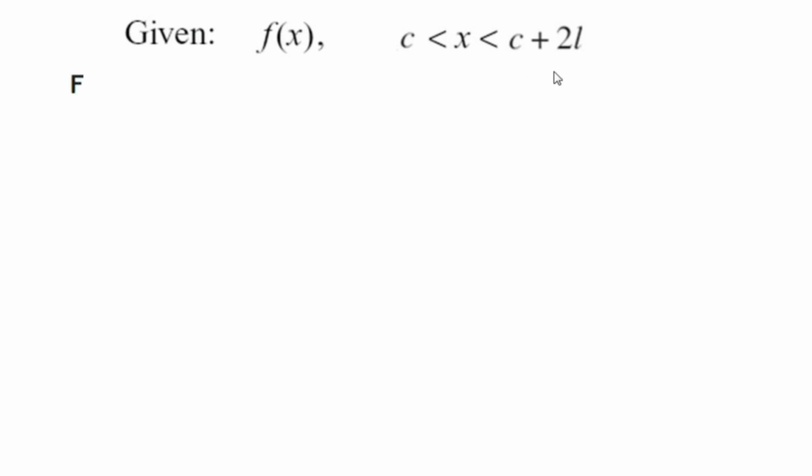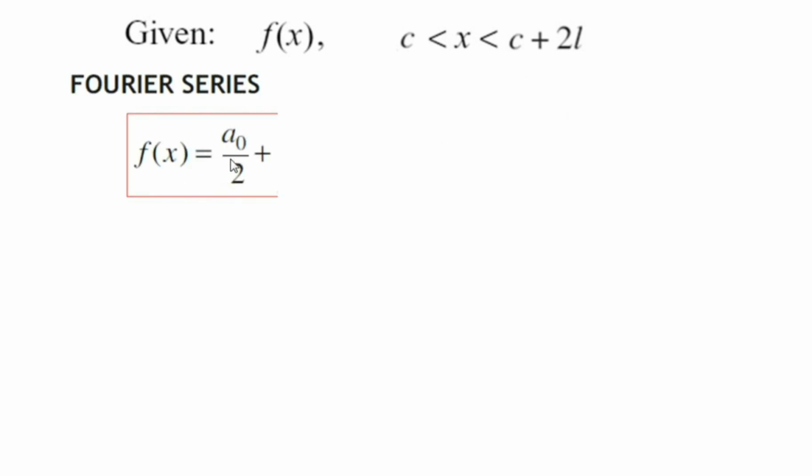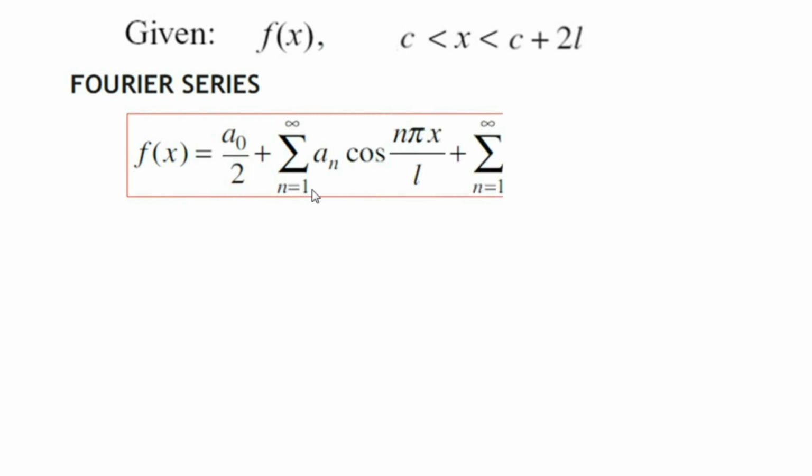Then the Fourier series to the function f of x is given by f of x equals a naught by 2 plus sigma n equals 1 to infinity an cos n pi x by L plus sigma n equals 1 to infinity bn sin n pi x by L, where a naught, an, bn are Fourier coefficients.